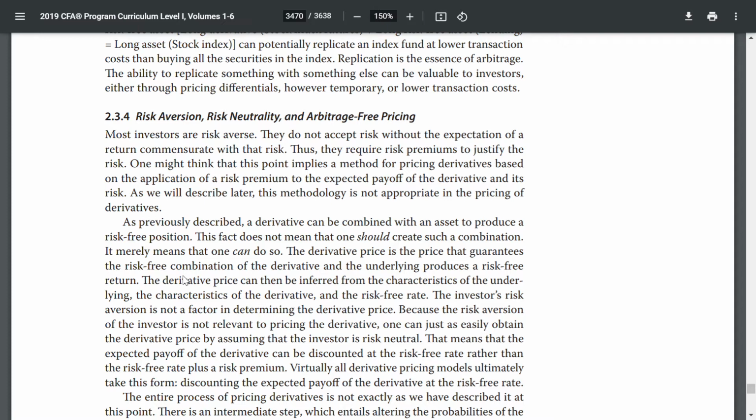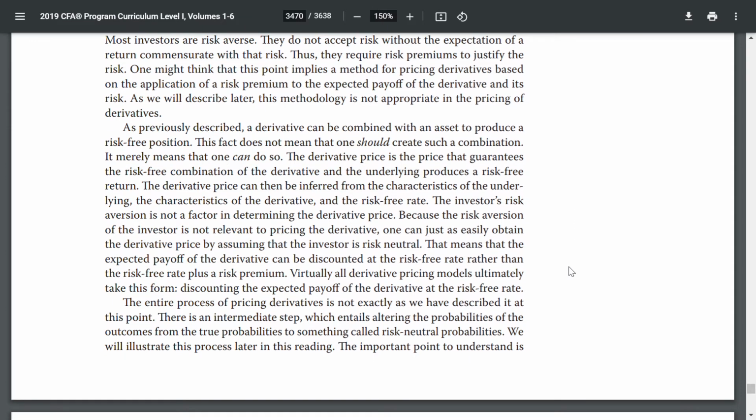Risk aversion, risk neutrality, and arbitrage pricing. Most investors are risk averse. They do not accept risk without expecting a return commensurate with the risk. Thus, a risk premium is required to justify the risk. One may think this implies a method for pricing derivatives based on applying risk premiums to the expected payoff of the derivative and its risk. As we will describe later, this methodology is not appropriate in the pricing of derivatives.